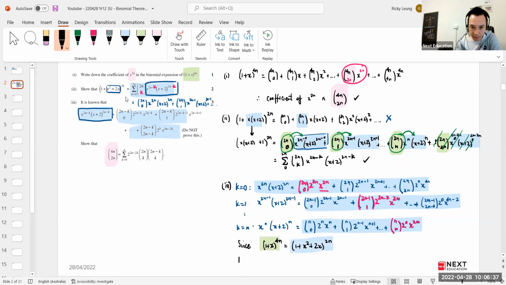By comparing coefficients of x to the power of 2n. Now I know the green one, right? I did that in part 1. That's 4n choose 2n, right? Perfect. Now the blue one. For the blue, it's going to be a combination of green times pink, right? What's the pink? This bit here. And this bit here, just the coefficients, right?